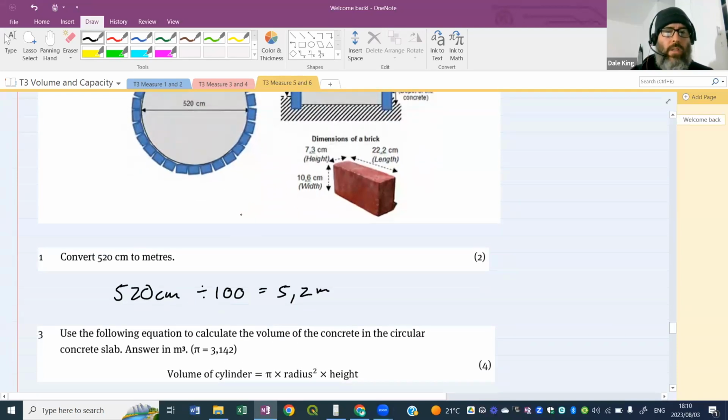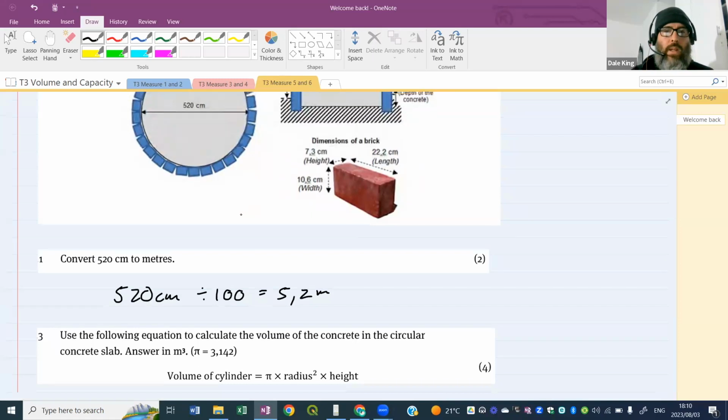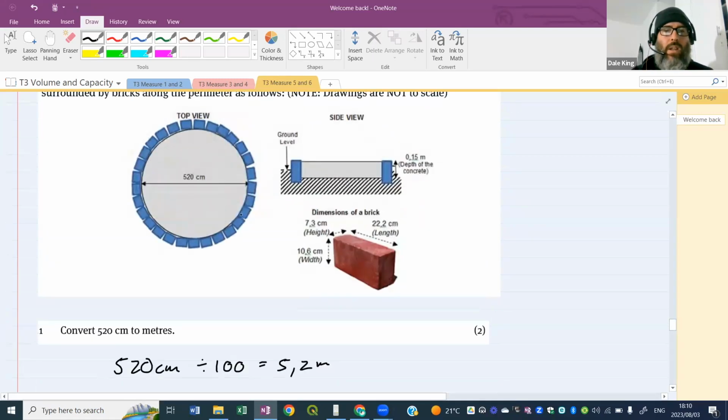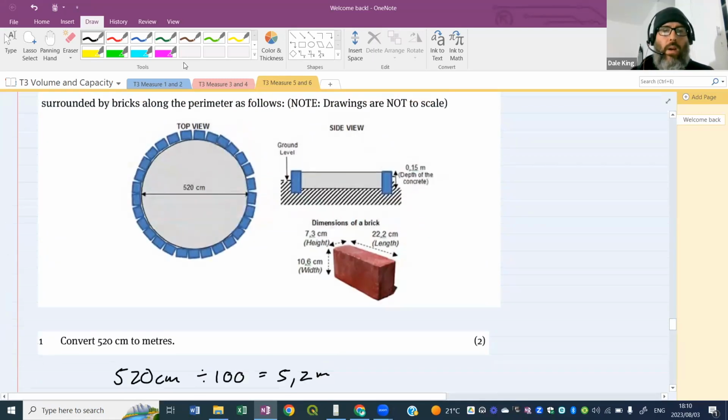Use the following equation to calculate the volume of the concrete in the circular concrete slab. Answer in meters cubed, and they give us pi 3,142. They give us a formula. Now, what do they mean by volume? It looks like just a circular disc. Well, this is a cylinder shape, all right? There's a circular disc, and if you give it height, it then has volume. All right, so a circle with height has volume, doesn't it?